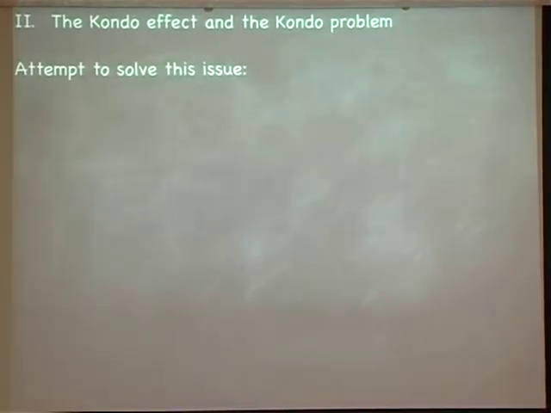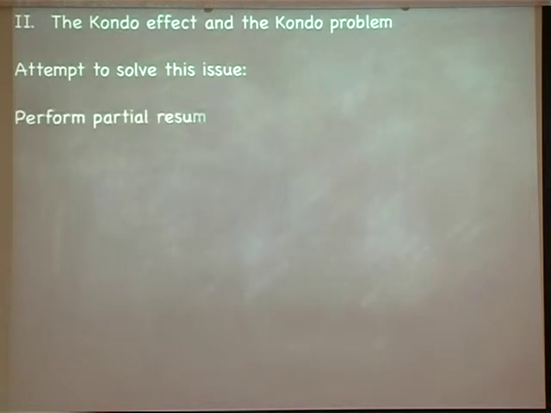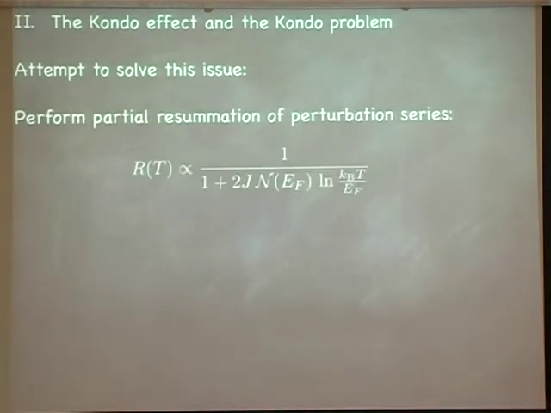I don't want to go into detail here. You can take a look at Alex Hewson's books. Explains that quite nicely. What it boils down to is that you actually can resum the perturbation series. It's called leading logarithmic divergences. And you end up with an expression for resistivity or resistance that has that form.